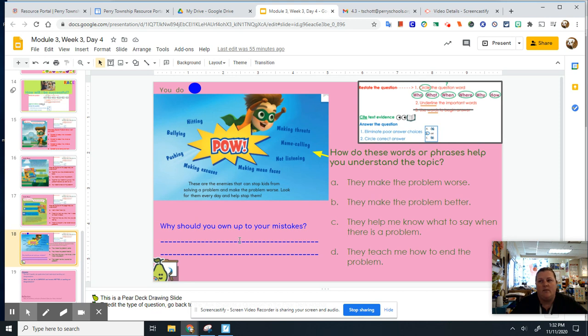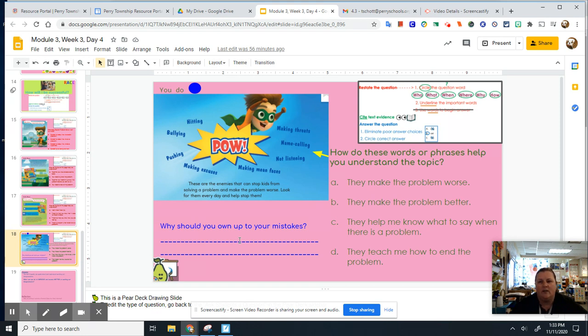They help me know what to say when there's a problem. When there's a problem, am I going to say words like making excuses? Am I going to say words that are name-calling words? Am I going to threaten someone? If you say that again, I'm going to hit you. Is that going to help me? Or they teach me how to end the problem? Do these words help teach me how to end the problem? Go ahead and answer this question on your Google Docs. And then come back when you're ready.